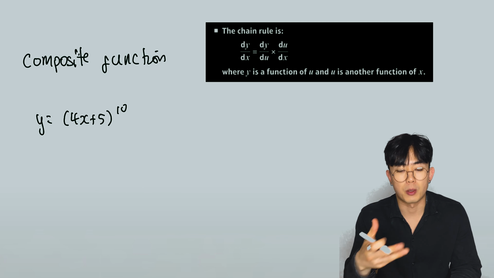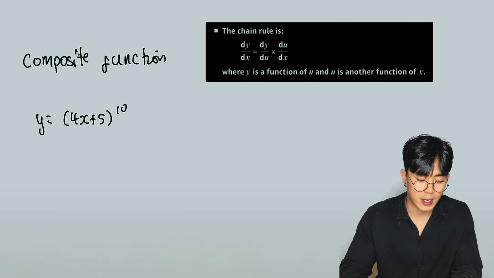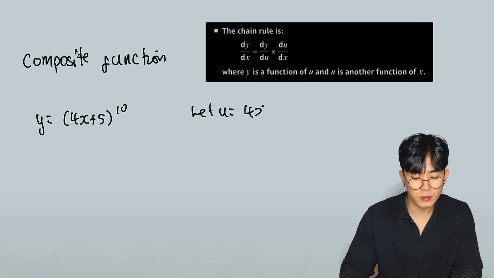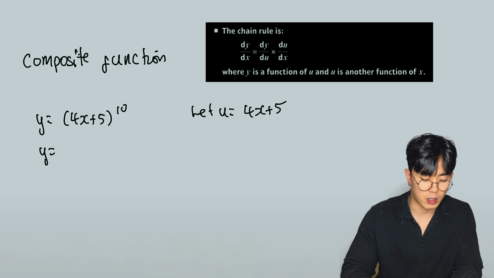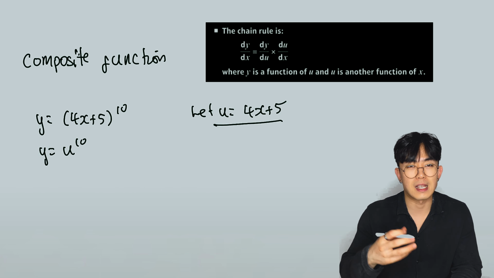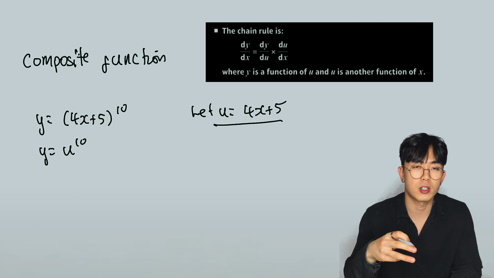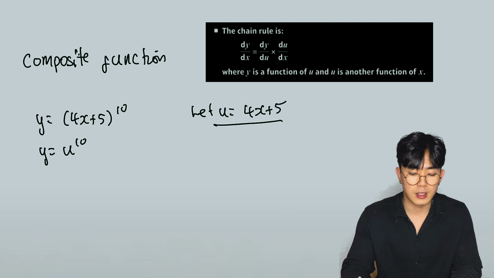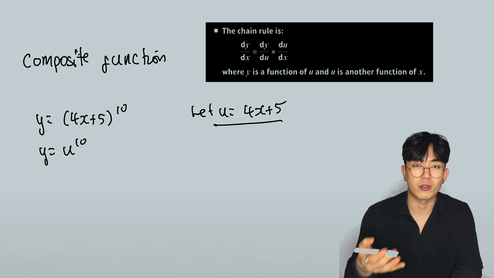This is an example of a composite function because if I say, well, let me say let u is equal to 4x + 5. That way I can write y in terms of u. I can say it's u to the power of 10. So u itself is a function, and that's inside y. So y is a function as well. So it's a function inside a function. It's a composite function. So if this is the case, then we use the chain rule to differentiate it.